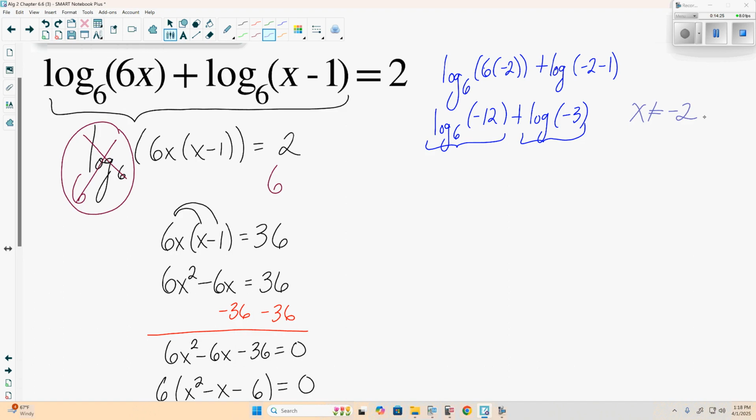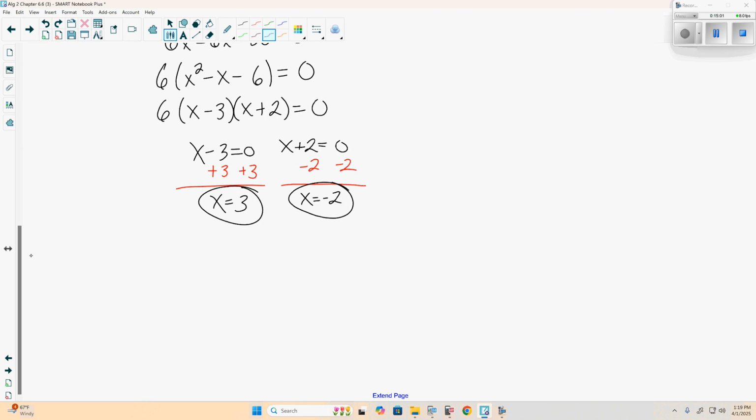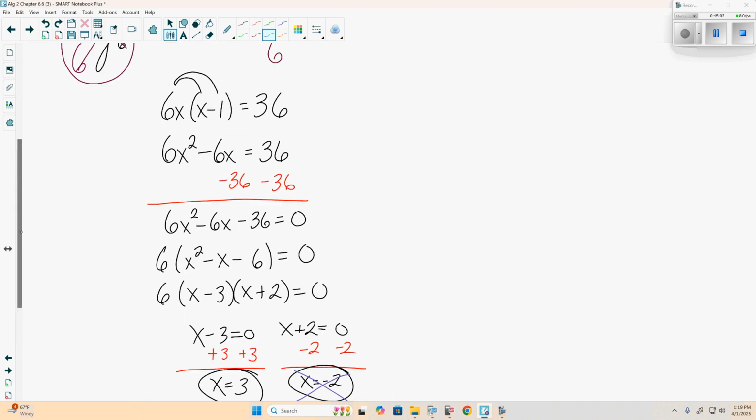Thank you. Can I take log base 6 of negative 12 or log base 6 of negative 3? Those just don't work. We can't take the log of a negative number. Now, the reason we get it is that product, because negative 3 times negative 12 is positive 36. Log base 6 of positive 36 works. But the actual answer of value negative 2 doesn't work because in each individual log, we don't have a value for that. So in the original problem, it doesn't work. So negative 2 is out.